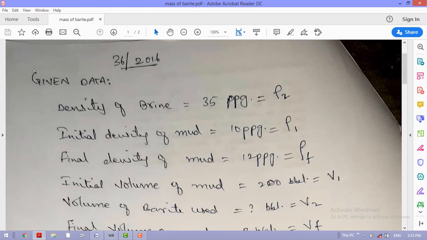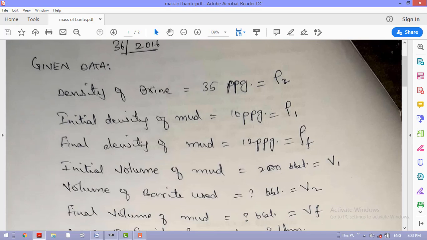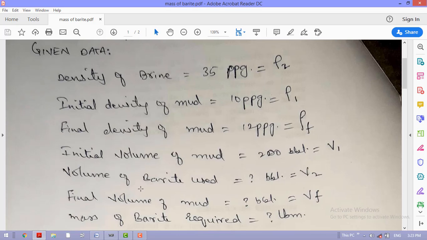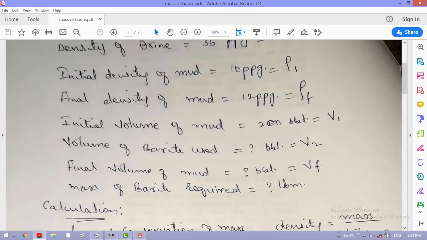I first wrote the given data: the density of the barite is 35 ppg, the initial density of the mud is 10 ppg, and the final density of the mud will be 12 ppg. The initial volume of the mud is 200 barrels. The volume of barite and the final volume are not given, and we have to find them. Finally he is asking us to find the mass of barite in terms of lbm.